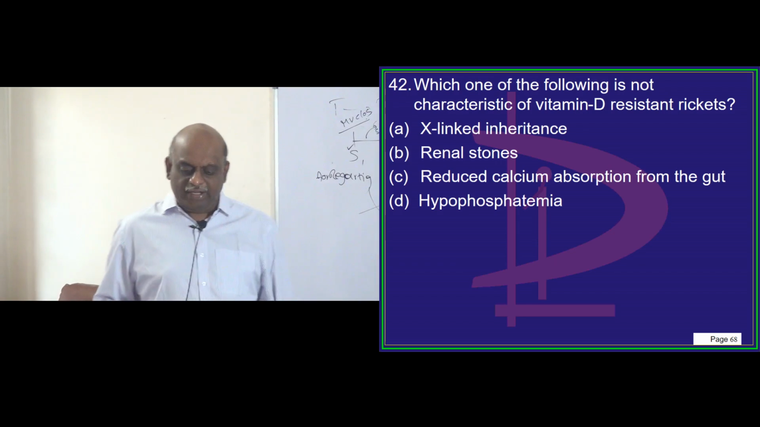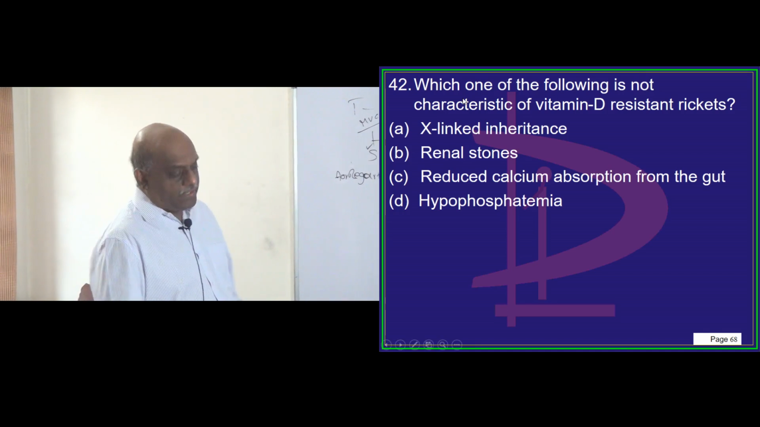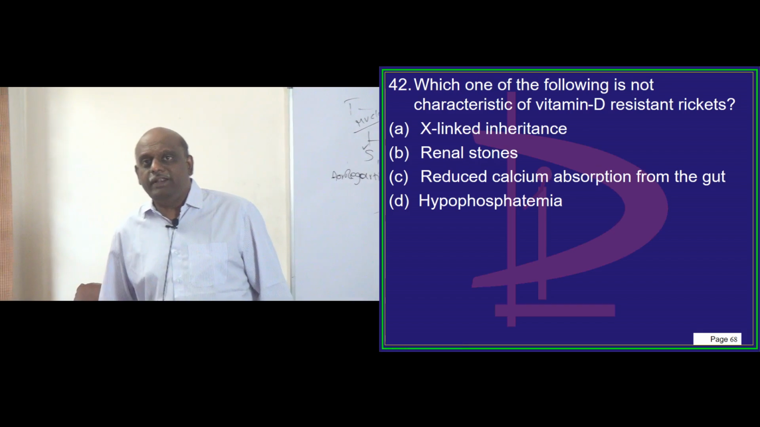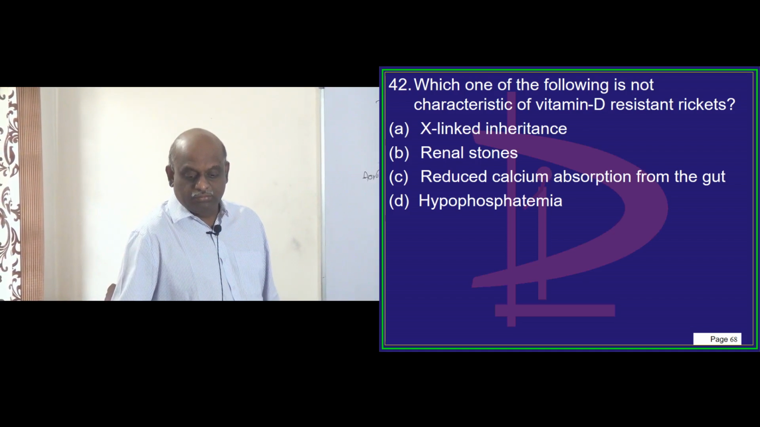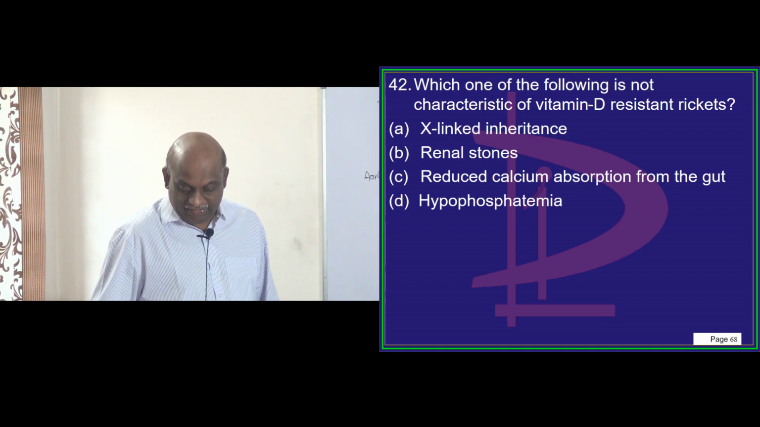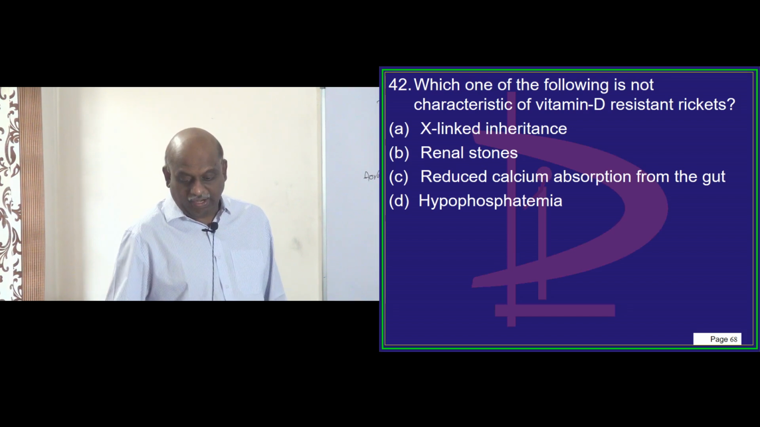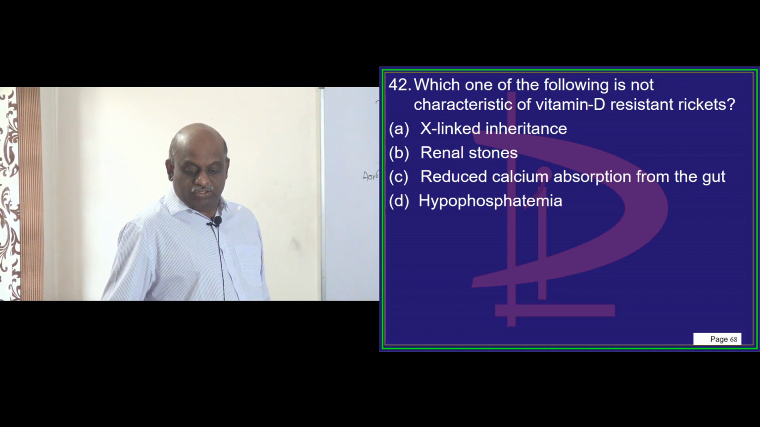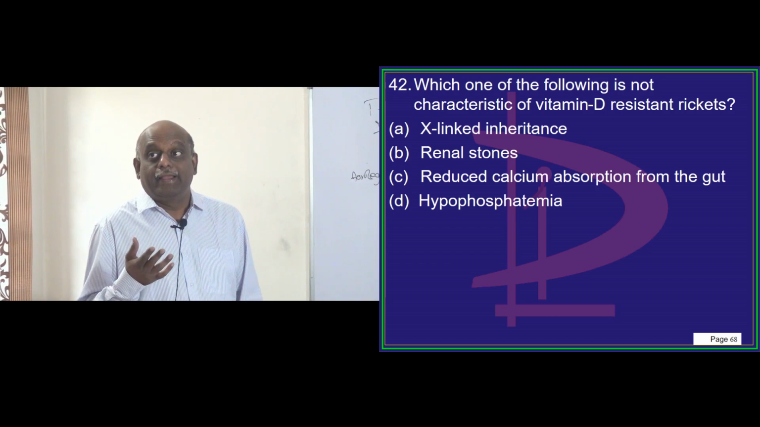Give me your confident answer, doctor, about it. Question number 42. Let me check who will answer this correctly. Vitamin D resistant rickets. 42. Should you answer? Yes. So Ravi thinks renal stones don't happen. At least not go up, they clear. Soumi Mandal thinks, oh no, Soumi.